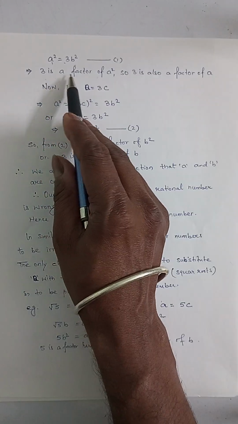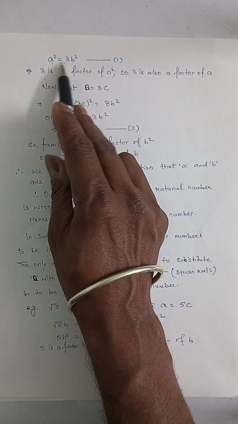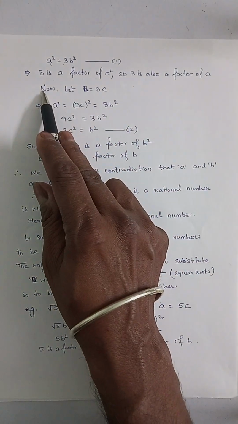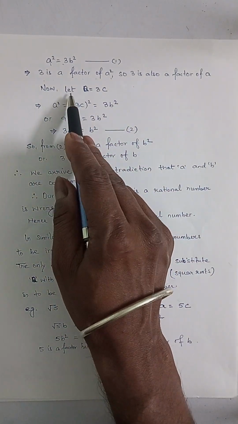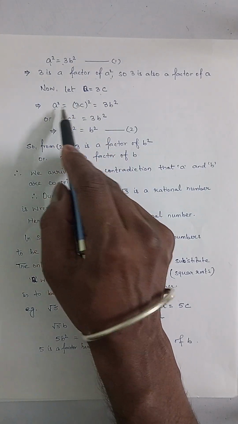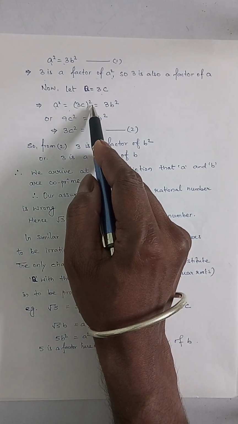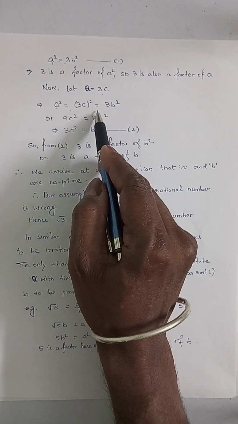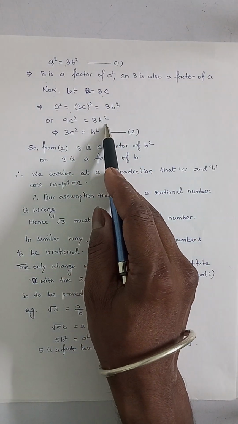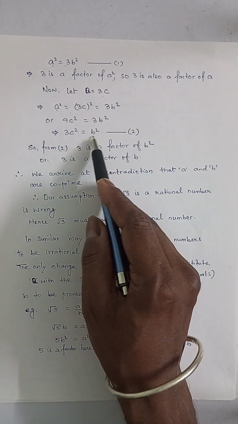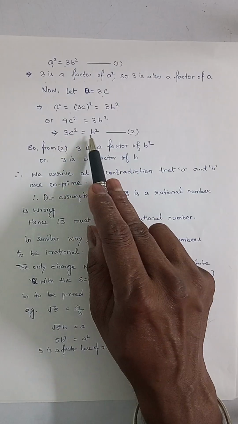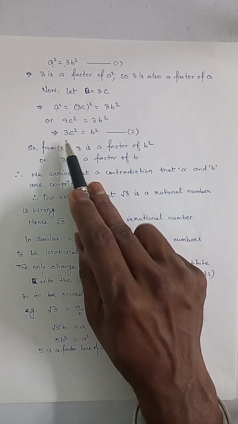So 3 is a factor of a square. So 3 is also a factor of a. Now we will assume a to be 3c. So a square equals 3c whole square equals 3b square, or 9c square equals 3b square. This implies 3c square equals b square. So from 2, 3 becomes a factor of b square. So 3 is also a factor of b.